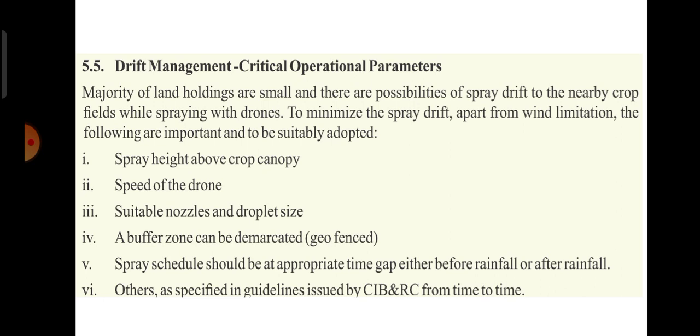Coming to the drift management, that is critical operating parameters for avoiding the drift. Drift means wastage or spillage of the particular spray. Majority of the land holdings are small and there are possibilities of spray drift to the nearby crop fields while spraying with the drones. To minimize this spray drift, apart from wind limitation, the different conditions like spray height above crop canopy, speed of the drone, suitable nozzles and droplet size, a buffer zone can be demarcated, that is geo-fenced.